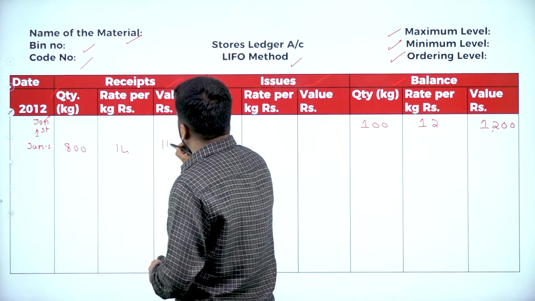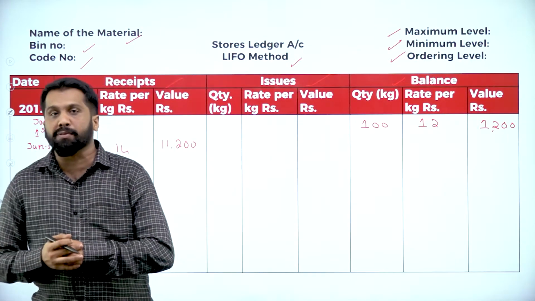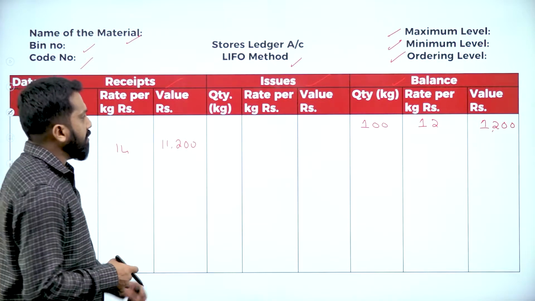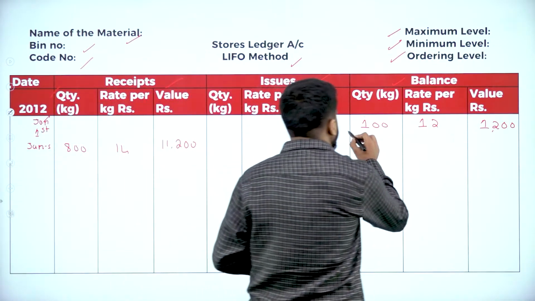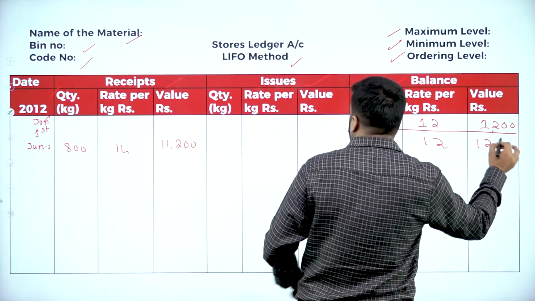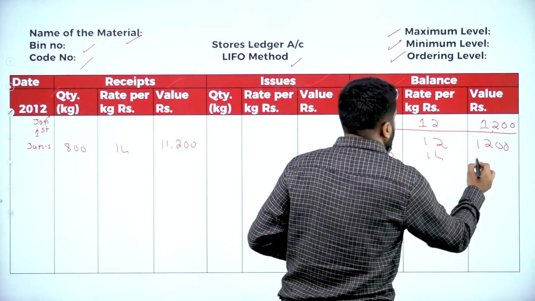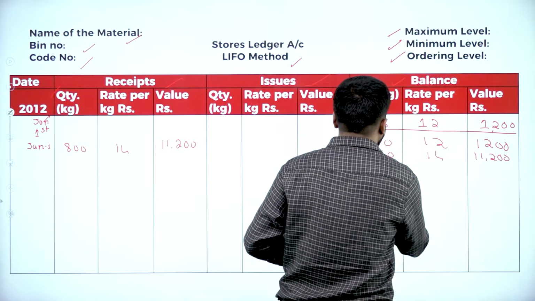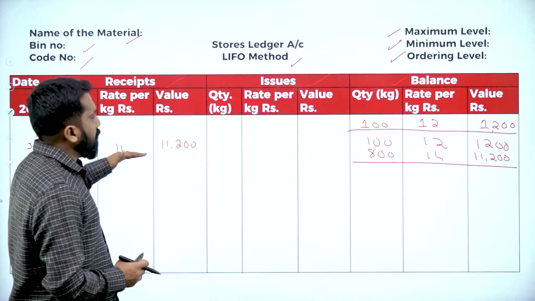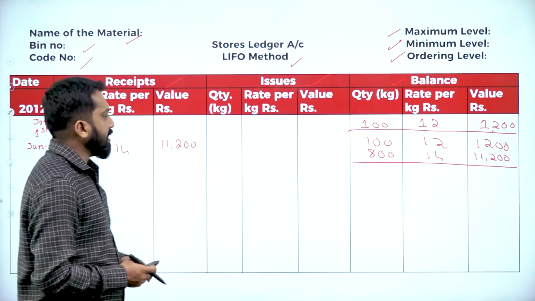If it is 80, it is 1120. If it is 800, it comes around 11,200. Now, in the last column, you should write the balance. 100 as it is. Now you copy this 800 at rupees 14, at 11,200. Up to this, any doubt? Hopefully there is no doubt, because whatever purchases we make, we have to add along with that. Now, what is the next one?